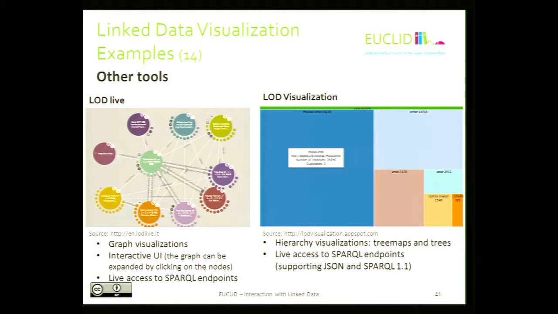There are also other tools out there that do visualizations of linked data, or in this case, especially of linked open data, like, for example, LOT-Live or LOT visualization. LOT-Live basically uses graph representations, whereas LOT visualization, on the other hand, uses tree maps to display hierarchical information.